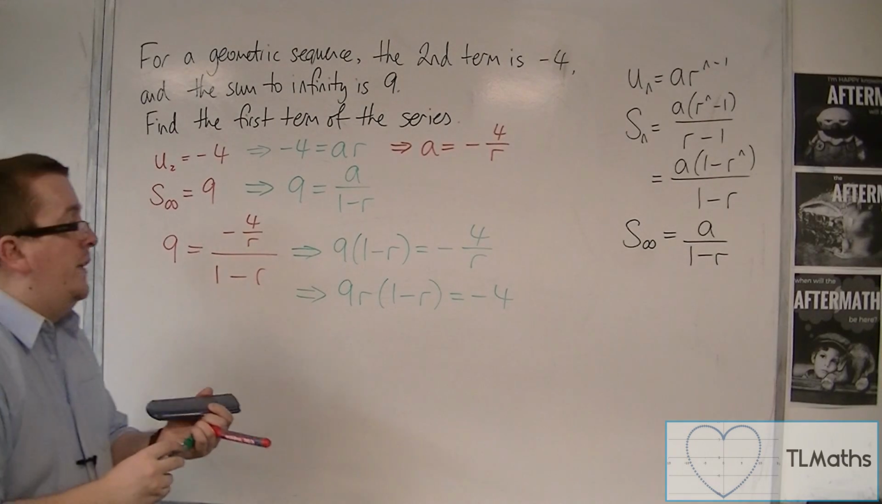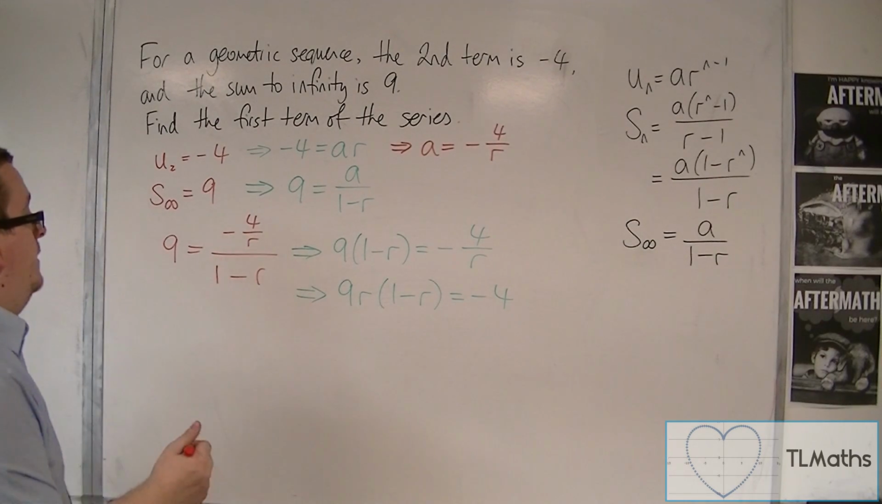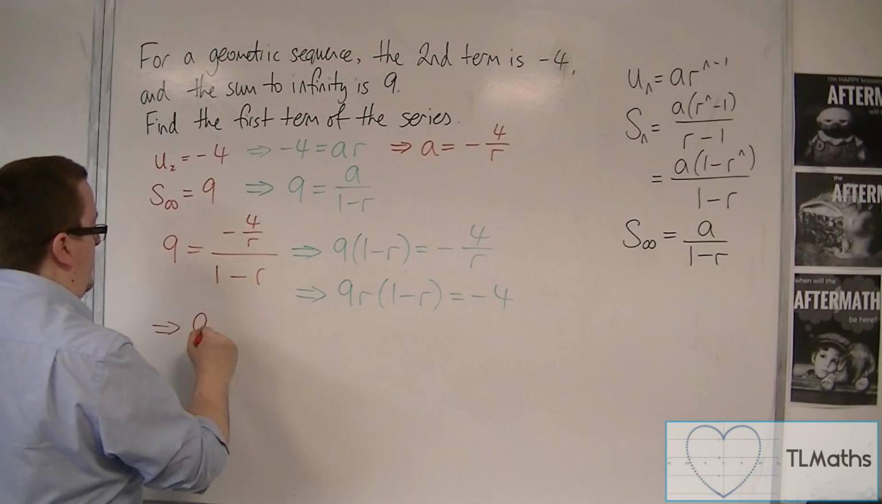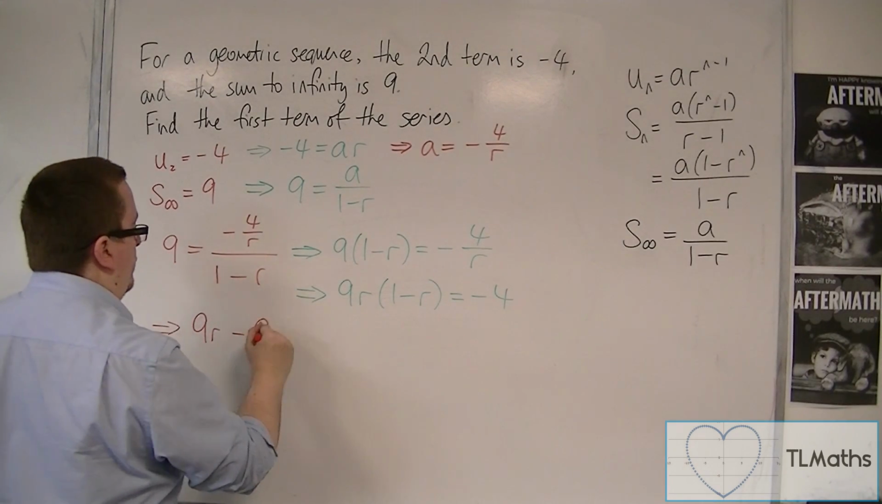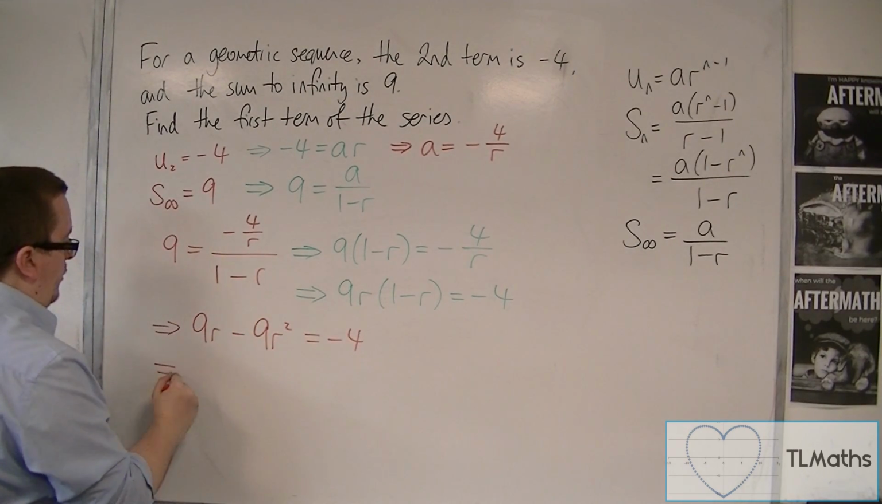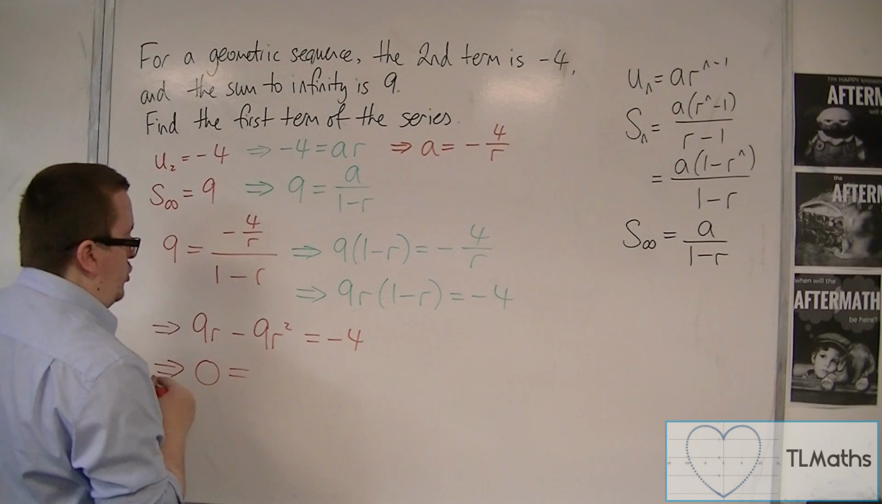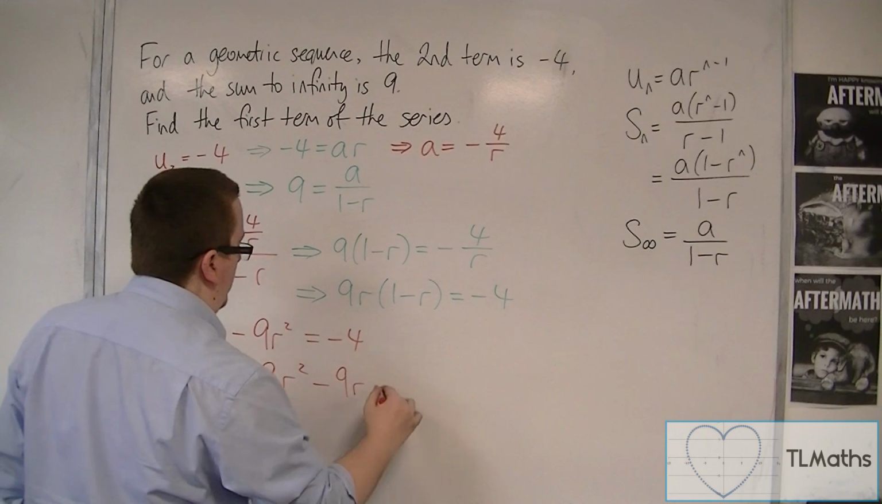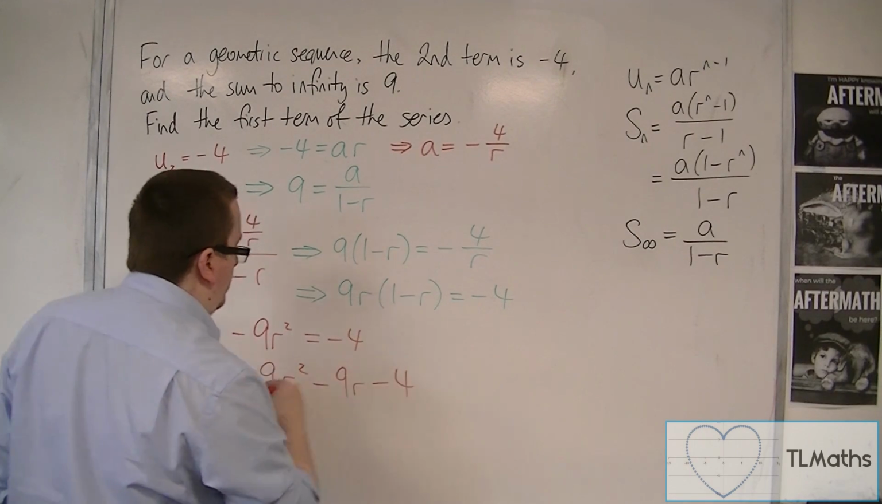Now, in order to do anything with this, I've got to expand that bracket out. So we've got 9R times 1, so 9R, take away 9R squared, and that's got to be equal to -4. So if I move everything onto one side of the equation, then I'm going to get 9R squared minus 9R minus 4. Okay?